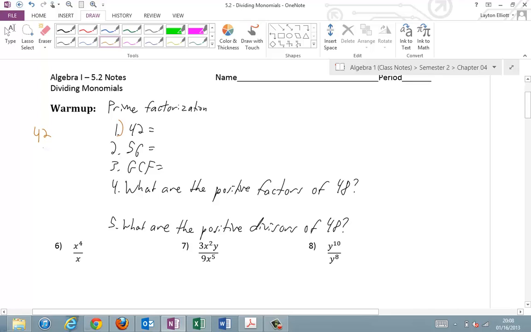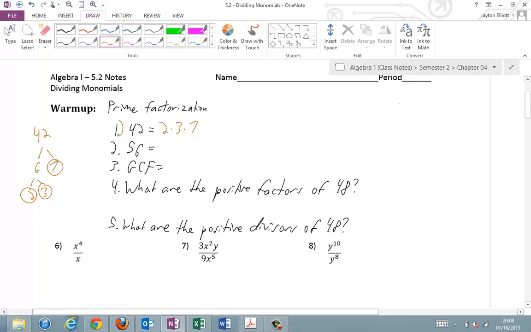Number one is the number 42. I factor tree that out. I know that 42 can come from 6 times 7. And if I break it down, I get 2 times 3 for the 6. 7 is done, so I'm going to circle every prime number, 7, 3, and 2. And I know that the prime factorization of 42 is 2 times 3 times 7.